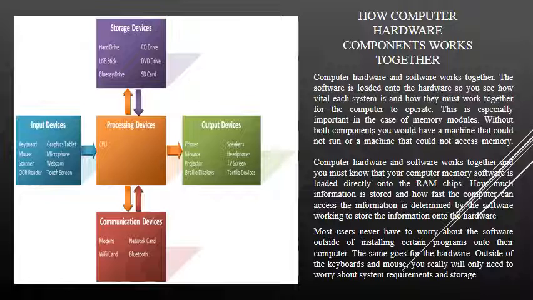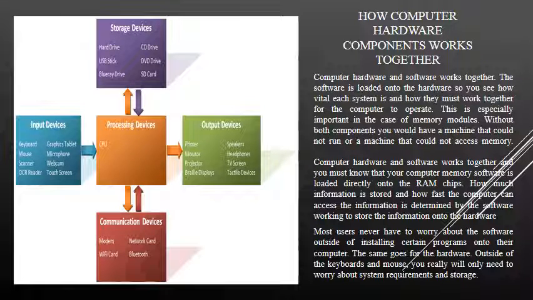Computer hardware and software work together, and you must know that your computer memory software is loaded directly onto the RAM chips. How much information is stored and how fast the computer can access the information is determined by the software working to store the information onto the hardware. Most users never have to worry about the software outside of installing certain programs onto their computer. The same goes for the hardware. Outside of the keyboard and mouse, you really will only need to worry about system requirements and storage.